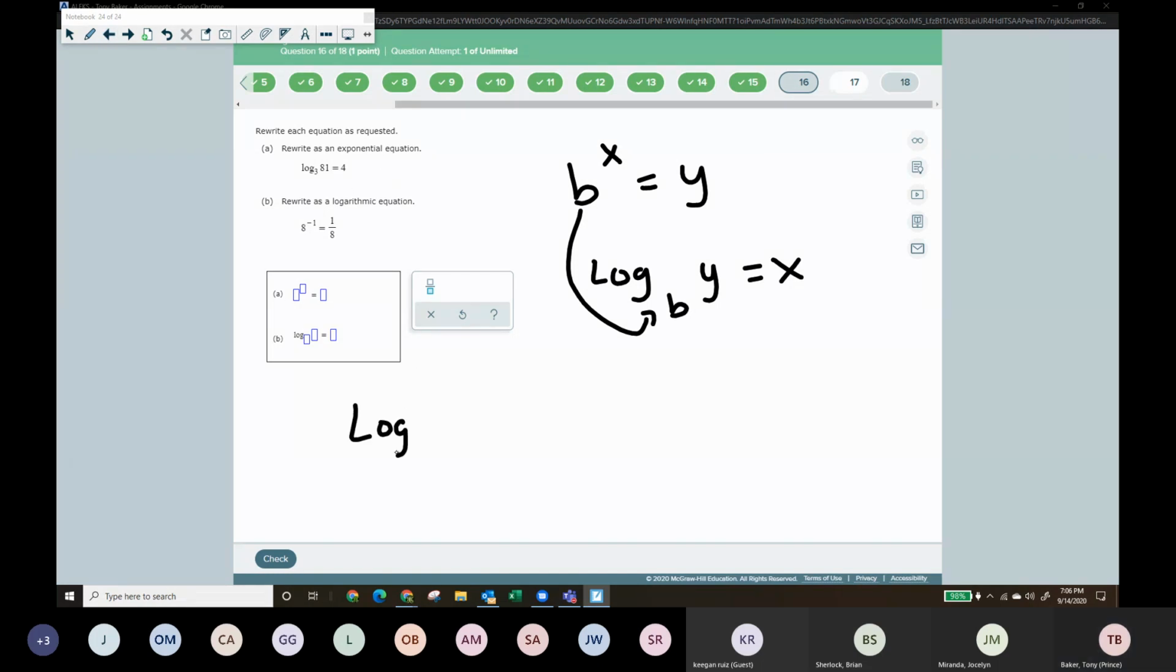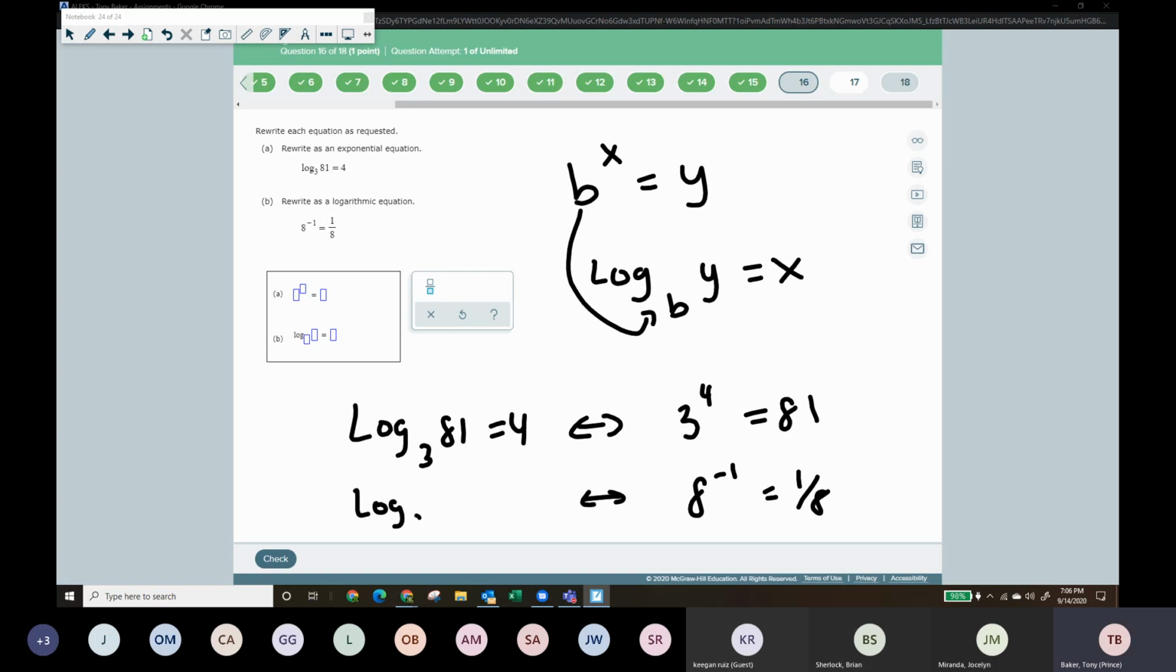So log base 3 of 81 equals 4 goes to 3 to the fourth power equals 81, which completely and utterly makes sense because 3 to the fourth power is definitely 81. If I did 8 to the negative 1 equals 1/8, that's log base 8 of 1/8 equals negative 1. So it's basically just looking at it and how I can reverse it.